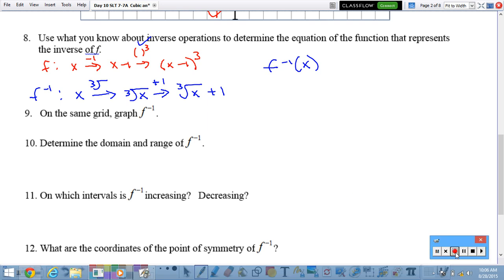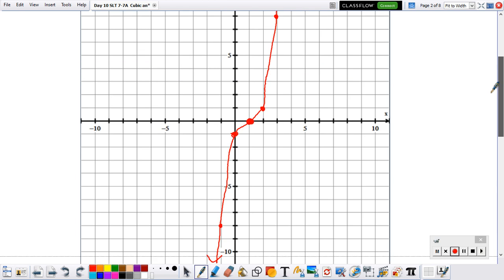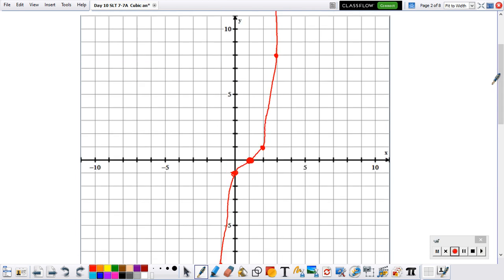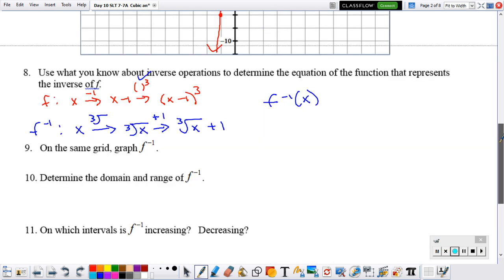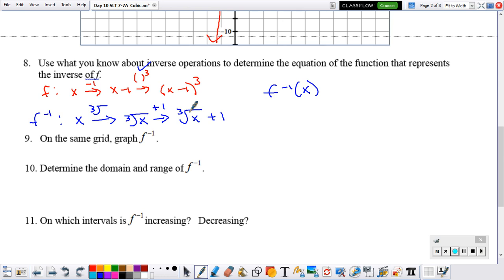Okay, so it's asking us on the same grid to graph f inverse of x. Now there are 2 ways we could do this. We could just take the ordered pairs that we graphed with the cube function and graph those points inverse and then make a connection. And that would be really, really easy. But what I want to do, because this is our first cube root with a transformation, is actually graph our function, the cube root of x plus 1, using a table. And I'm going to show you how we're going to do that.